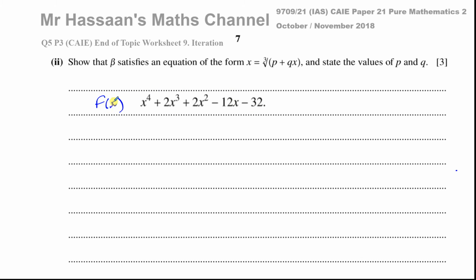Okay, and we know that x plus 2 is a factor. So if we want to find beta, beta is the other factor. It tells us to show that beta satisfies an equation of this form. So what we have to do is use algebraic long division. We'll have x plus 2 into this and find what's left, and then eventually we'll show this. So let's see what happens when we put x plus 2 and use algebraic long division.